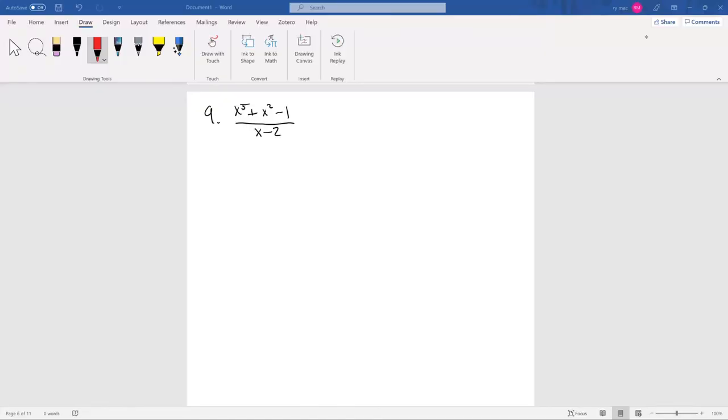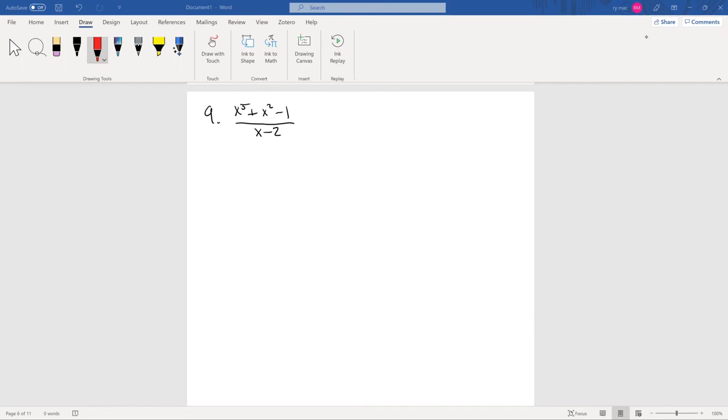All right, for number 9, we're still dividing, but in this case, they want us to divide using synthetic division. So what we have is x to the 5th plus x squared minus 1 divided by x minus 2. I think synthetic division is a lot easier. As long as you know the format and the method, it just goes a lot smoother than doing long division.